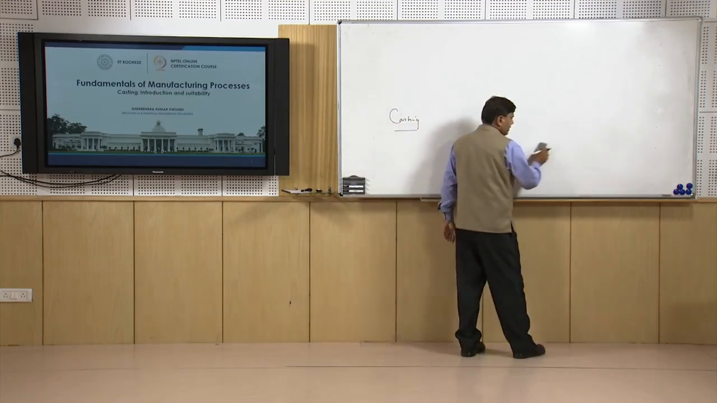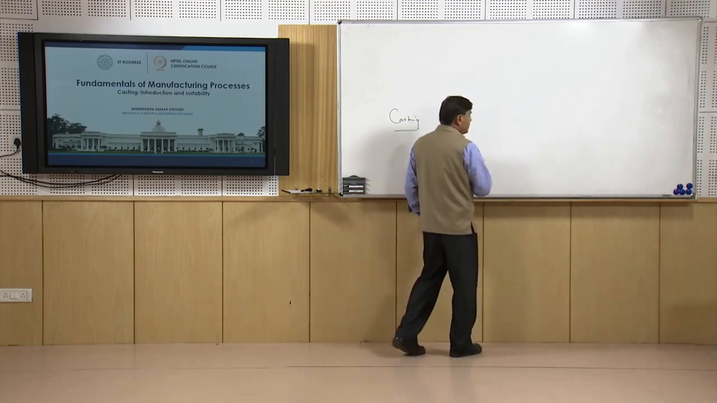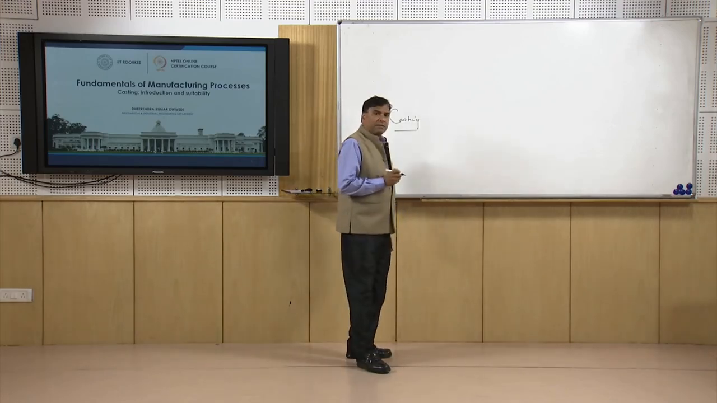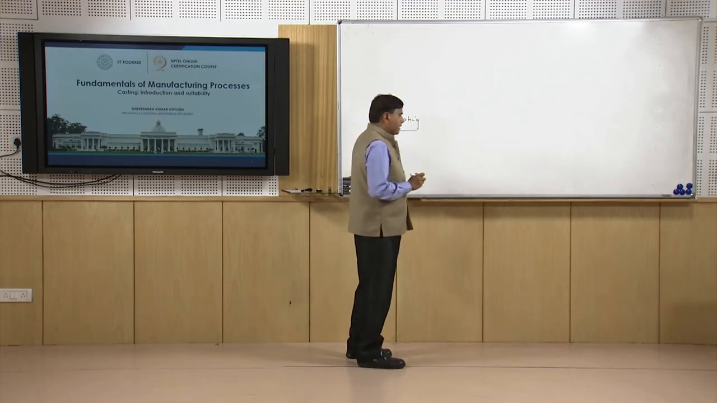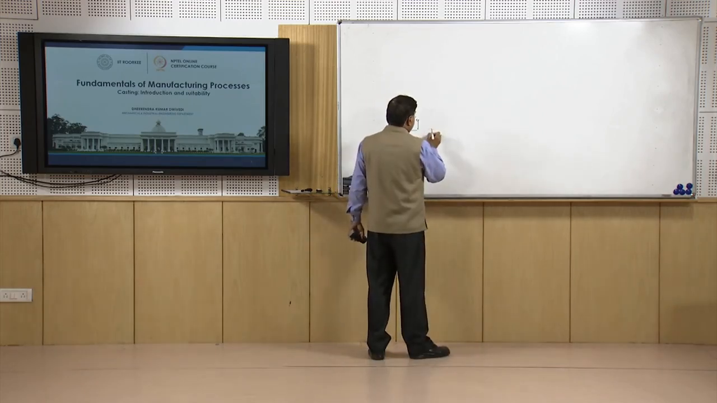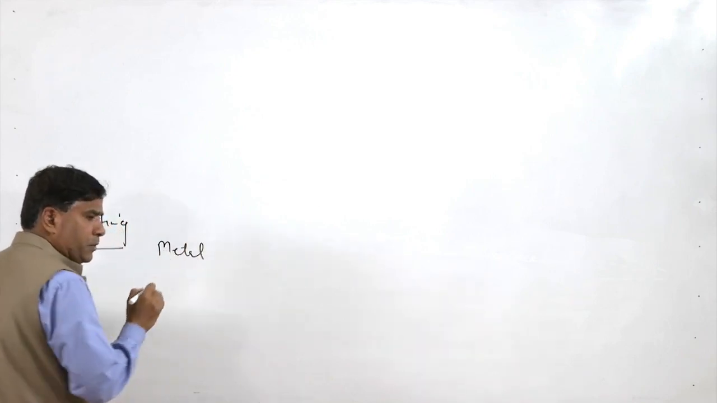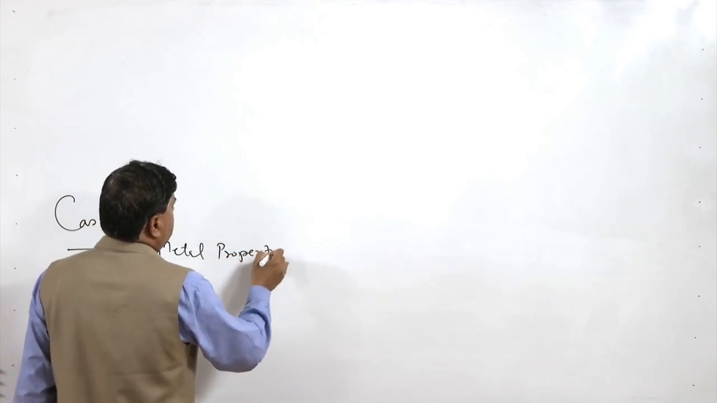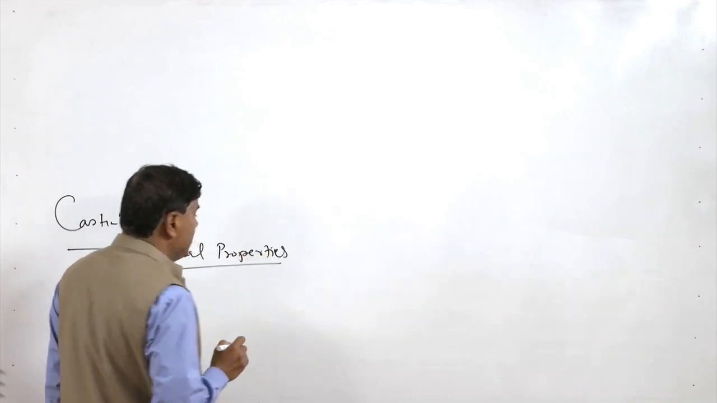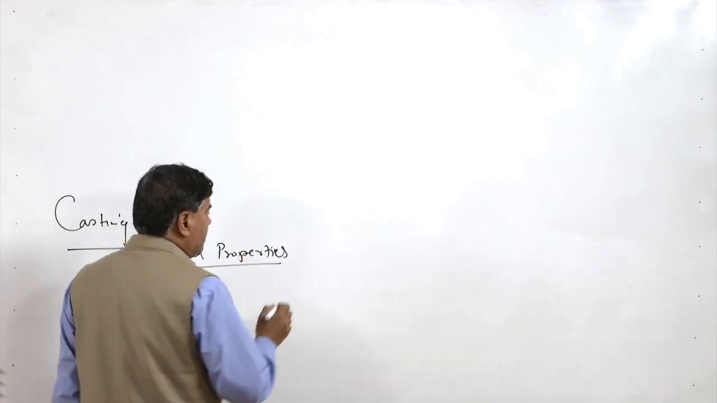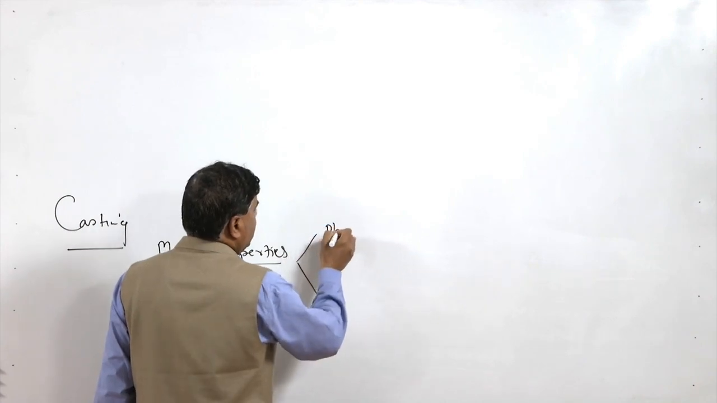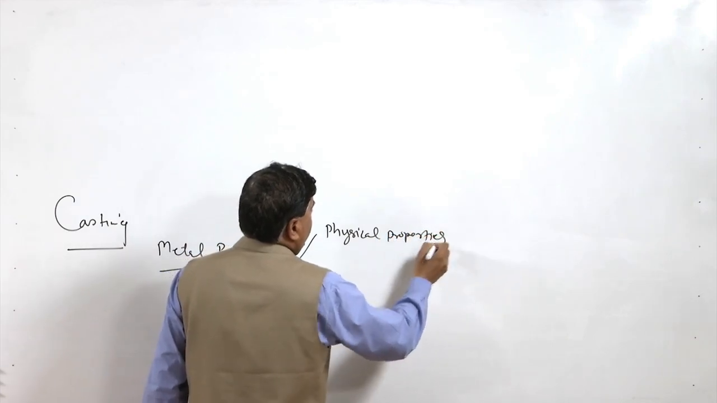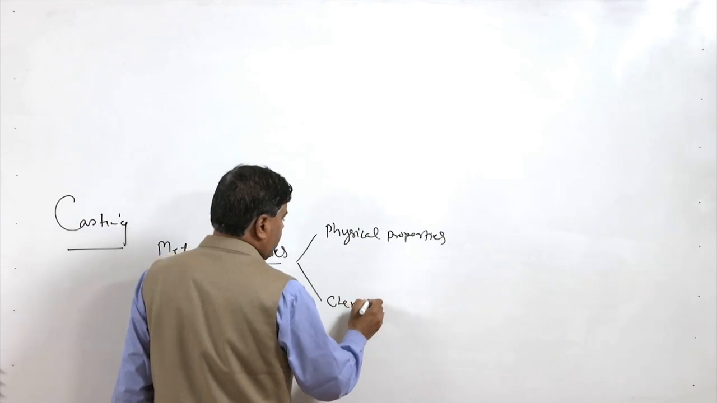So, we need to consider in totality what factors matter in casting, or what the properties of the metals are which are important for casting. We will try to look into the metal properties which matter for casting. There are two categories of metal properties which are important, and these are the physical properties and chemical properties.